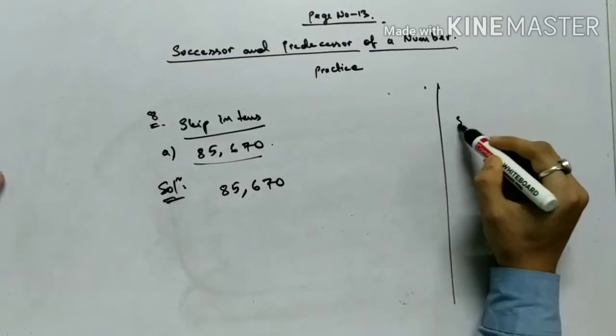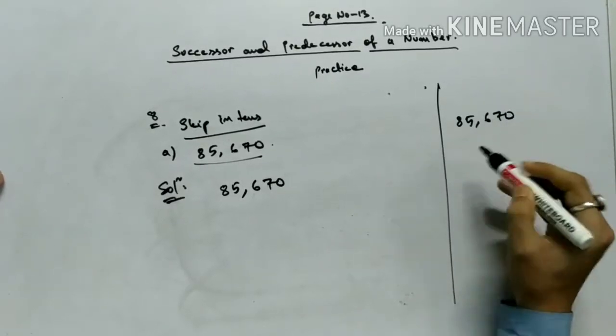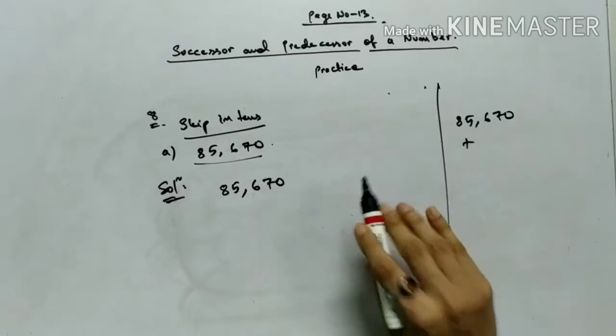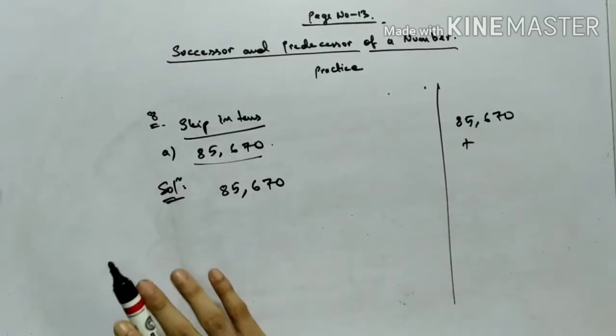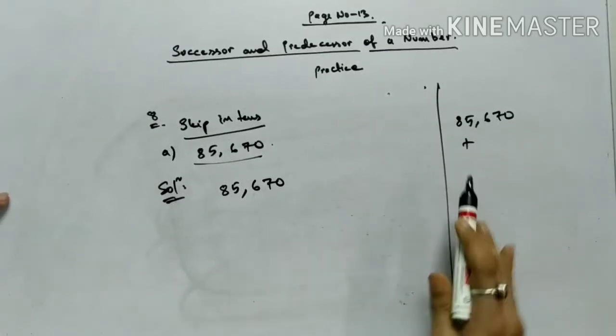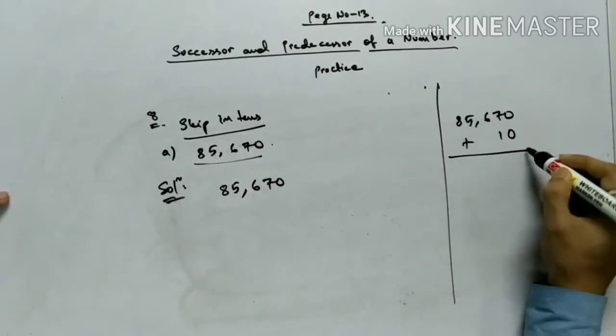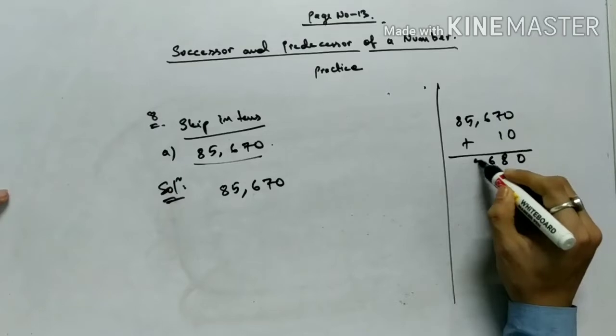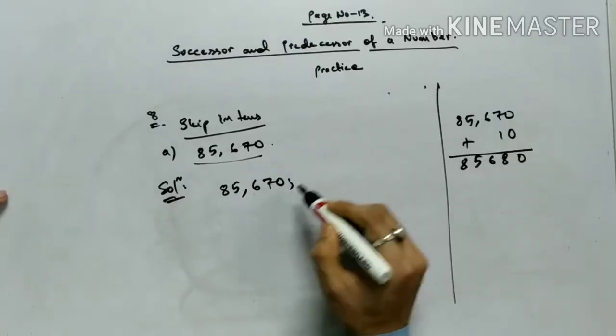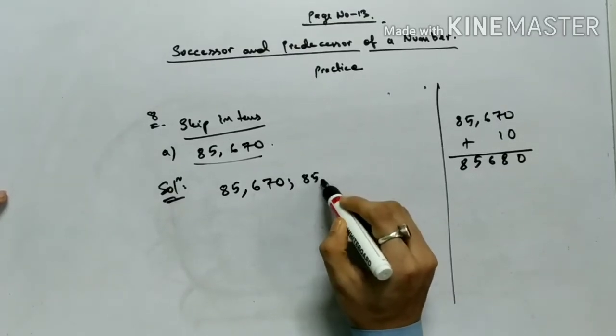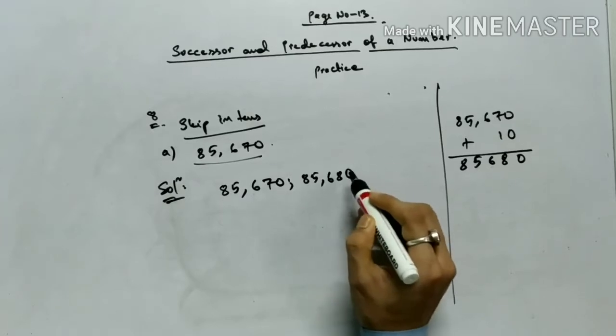Now it says skip in tens. That means to 85,670, what will I add? When earlier it said skip in twos, I added 2. Now it says skip in tens, so I will add 10. So the next number that will come is 85,680.